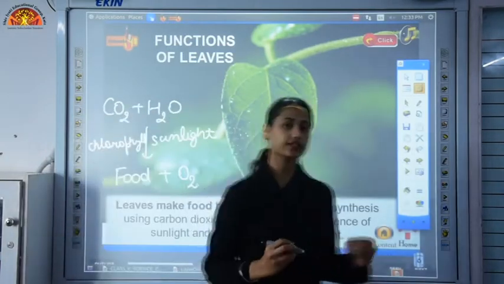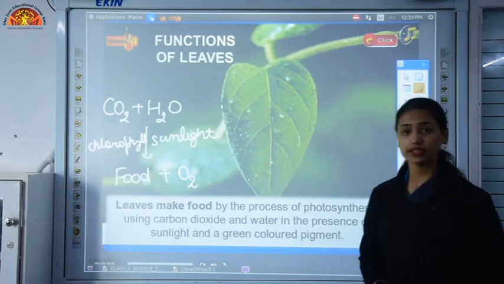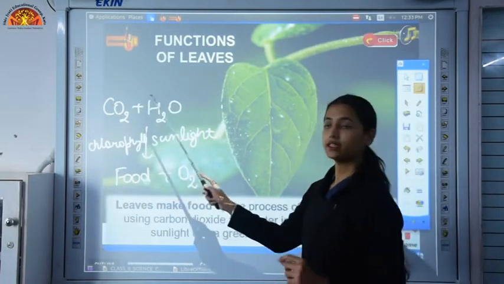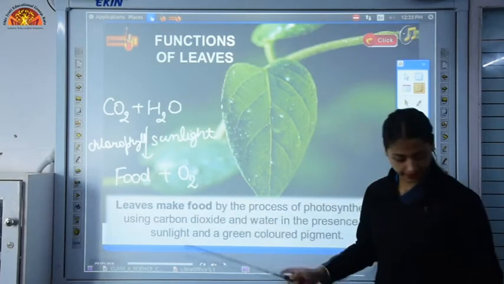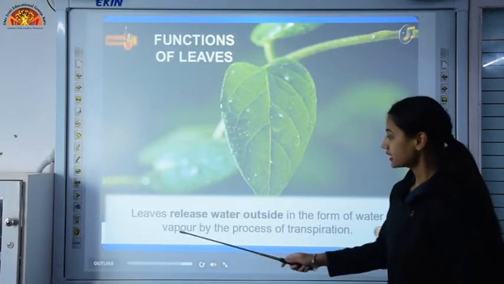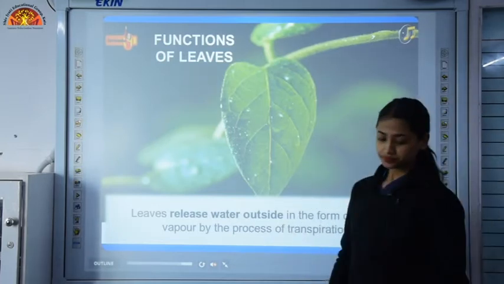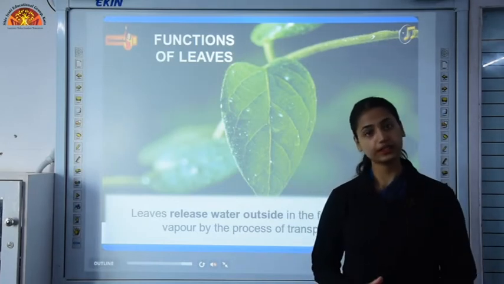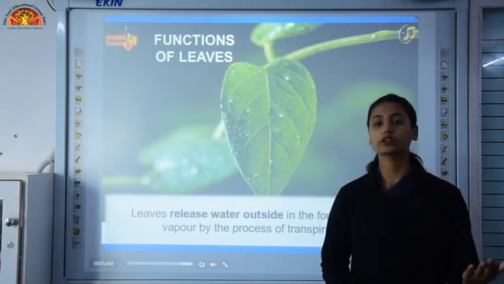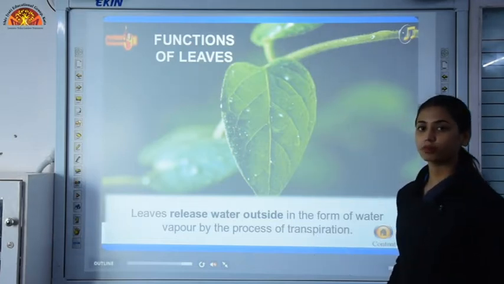As you all know, plants give us oxygen, but when? During photosynthesis. So what are the necessary conditions required for photosynthesis? Those are carbon dioxide, water, chlorophyll and sunlight, and they give us food and oxygen. The next function is that leaves release water outside in the form of water vapor by the process of transpiration. Most of the water is utilized by the plant, but some water droplets are transpired by the plant through the process called transpiration. Transpiration is loss of water from the plant body.